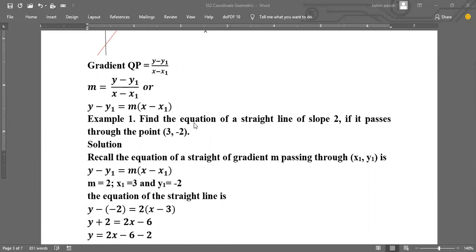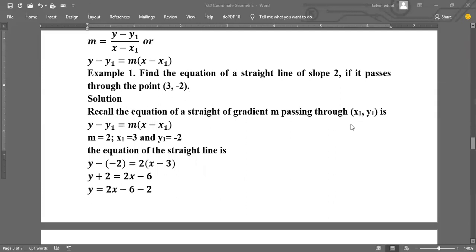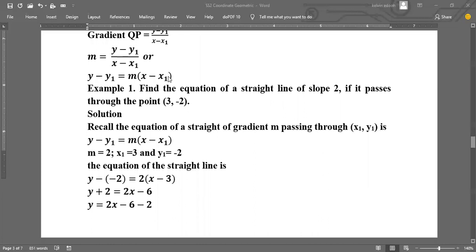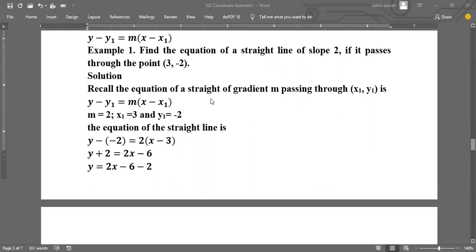Now look at this question here. We have to find the equation of a straight line of slope 2 if it passes through this point. For us to do this, recall the equation of a straight line. We have x1 and y1 here. We are told the line passes through the point where x is 3 and y is minus 2, and they give us the gradient as 2. So x1 is 3, y1 is minus 2.